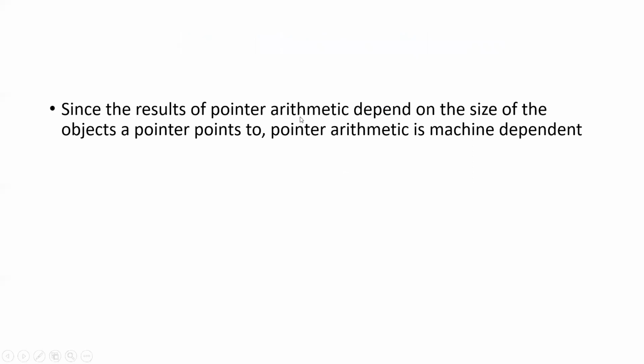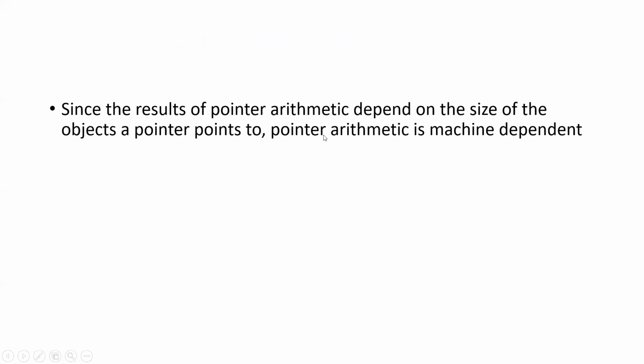Since the result of the pointer arithmetic depends on the size of the object a pointer points to, pointer arithmetic is machine dependent. So here the pointer arithmetic is machine dependent because it depends on the size of the object the pointer points to.